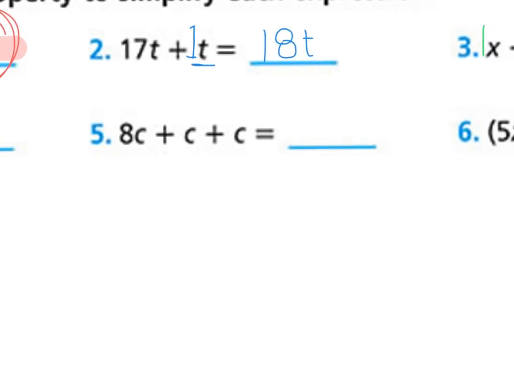Write down number 5. 8c plus c plus c. As you were writing down number 5, did you add a 1 in front of your c's? 8c plus 1c plus 1c is 10c.